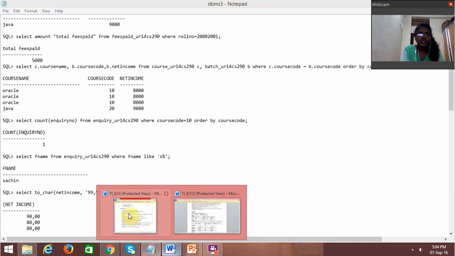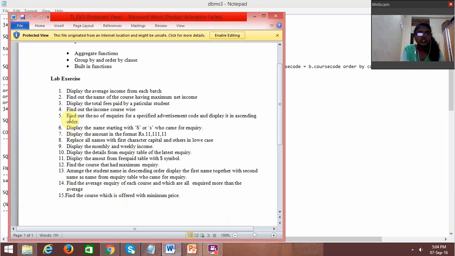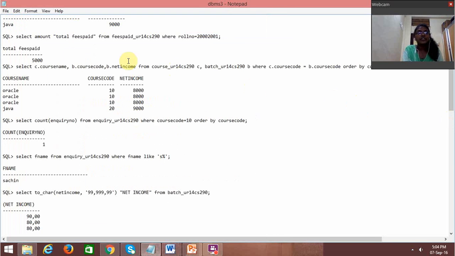So what is the next question? Next question is find out the number of inquiries of a specified advertisement code and display it in ascending order. So what we have to do is we have to count the number of inquiries. Now suppose I have counted over here of course code 10, that is of Oracle. So how many number of inquiries were there for Oracle? So there was one inquiry, so that is why the count is equal to 1.